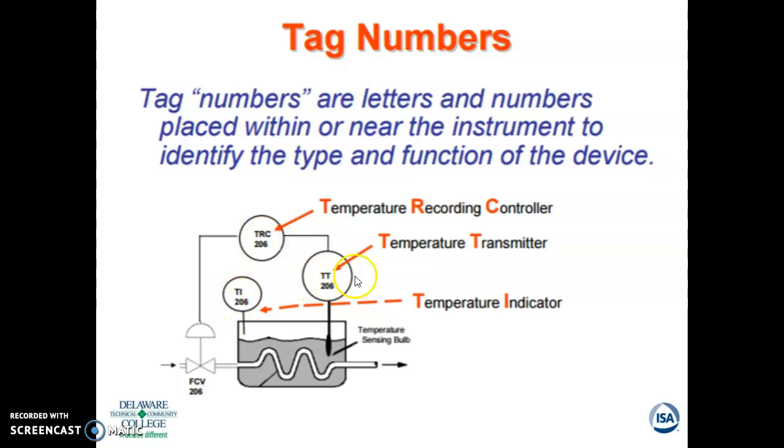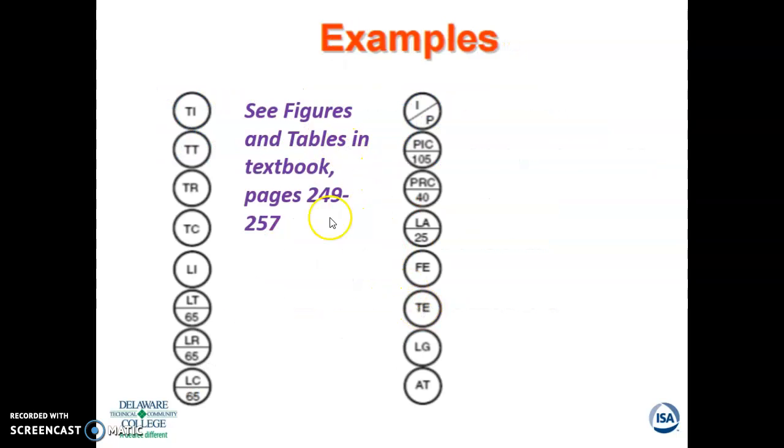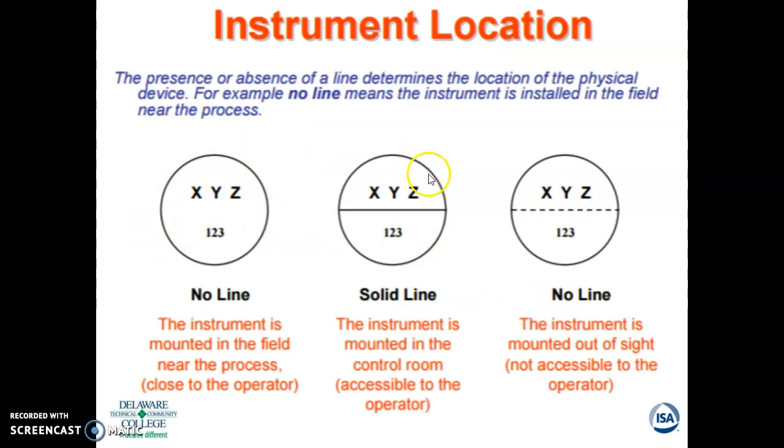This is in the field, this is in the field, and this is in the field, and we're going to learn how to read that. Sometimes you see TE, a temperature element. Again, we've seen them before in the past, and we're going to talk about what each of these are. And your tables and their figures are in pages 249 to 257. Look through them in your textbook. They're really good to look at. All right, let's look at these now.